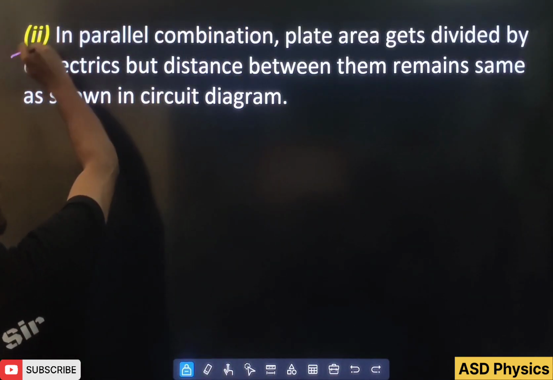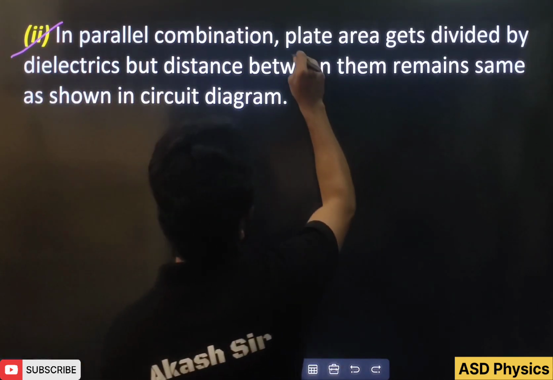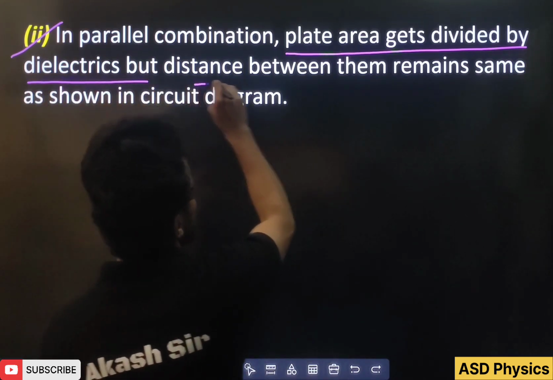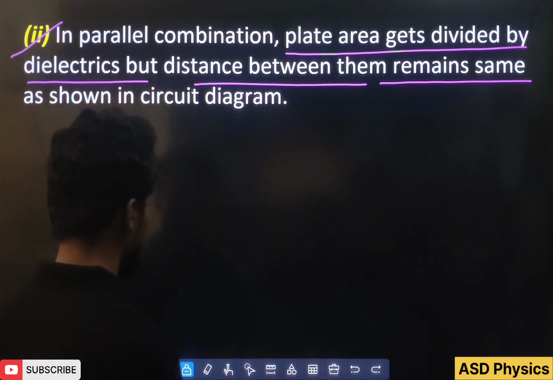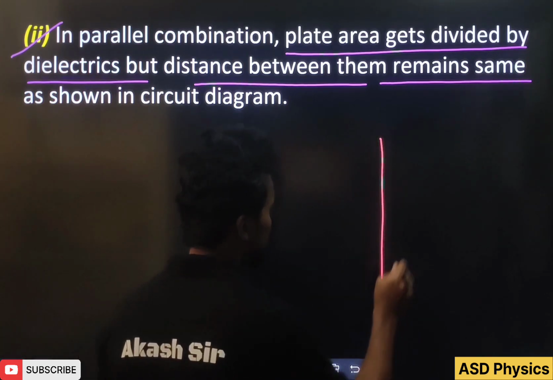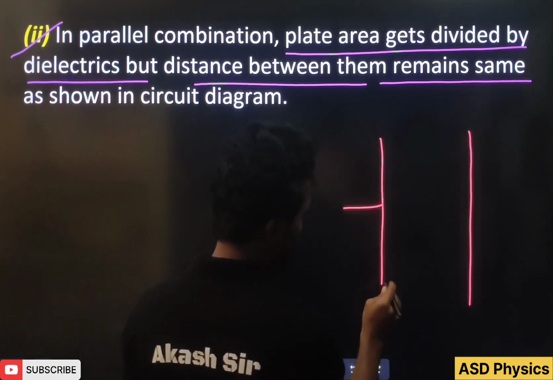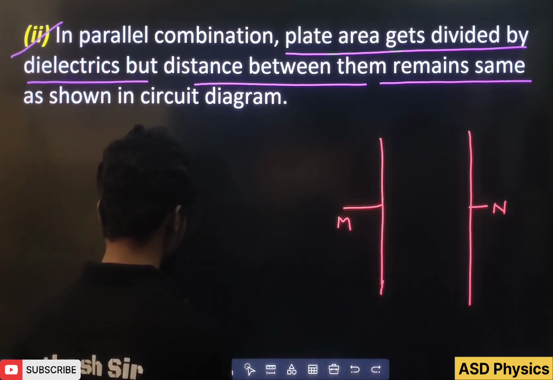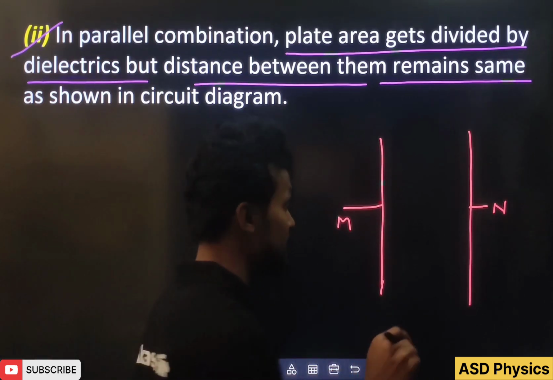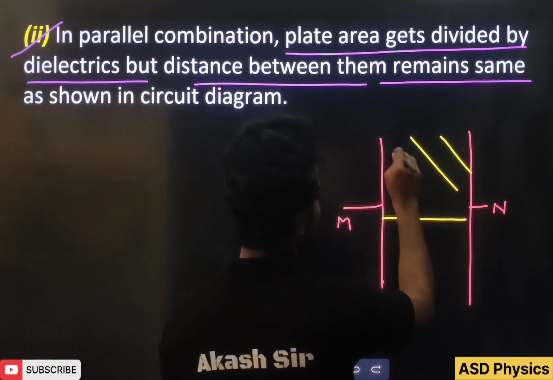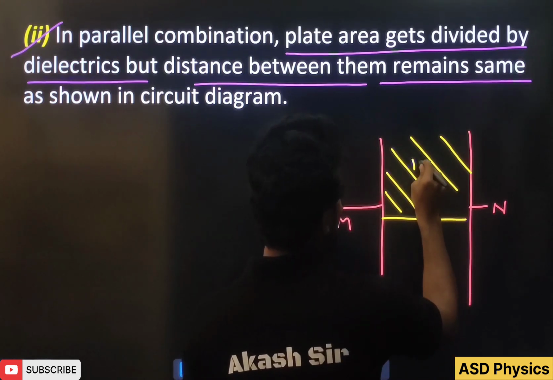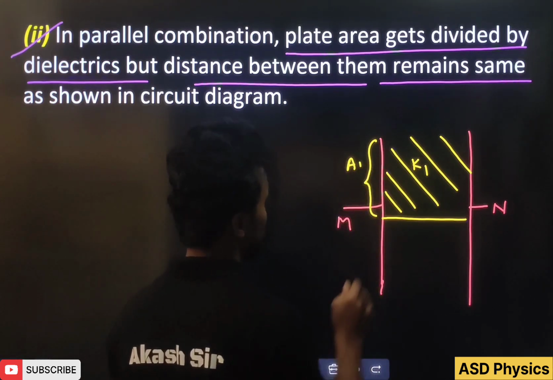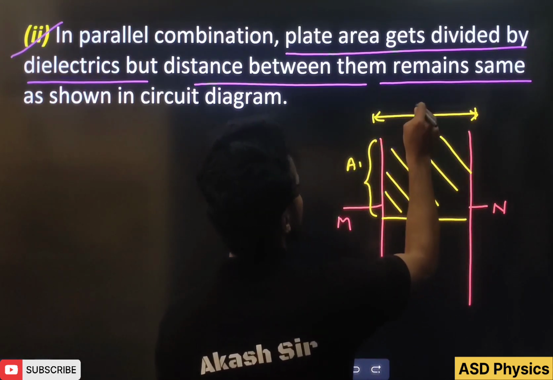Second point: in parallel combination, the plate area gets divided by dielectrics, but the distance between them remains the same, as shown in the circuit diagram. Again I will make the plates here like this. Identical plates, here m and here n, and terminals are there. Now the distance will be the same but the area will get divided. Let's take this one capacitor, this one dielectric is there. Let's take the dielectric constant as K1, and this one is covering area A1. And this distance will be d.